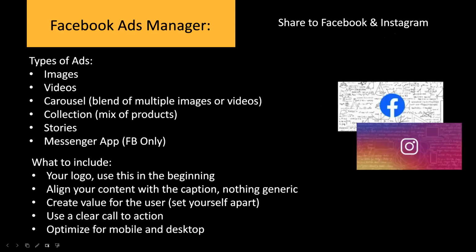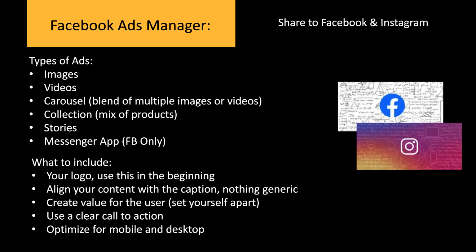And then a little bit more about Facebook Ads Manager. Again, this is Facebook and Instagram, but it's called Facebook Ads Manager. The types of ads you can run on either Facebook or Instagram are images, videos, or a blend of them, which is called a carousel. You can also have a collection if you have an e-commerce store, which is a mix of products. And then you can also have story ads that are going to appear in between their followers' stories. And then just on Facebook, they have the Messenger app, which you can have ads deployed on as well.